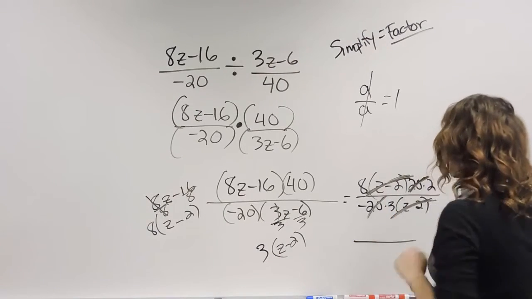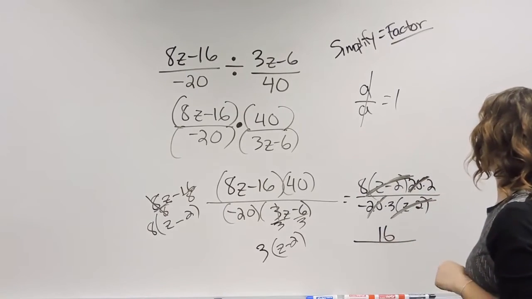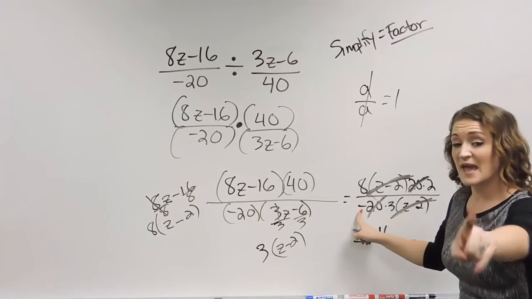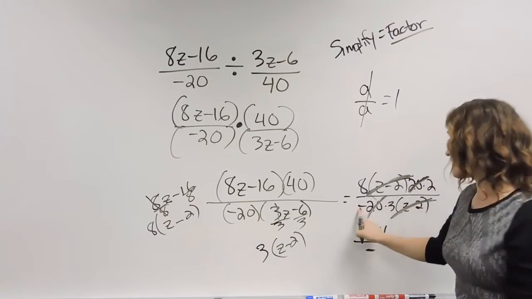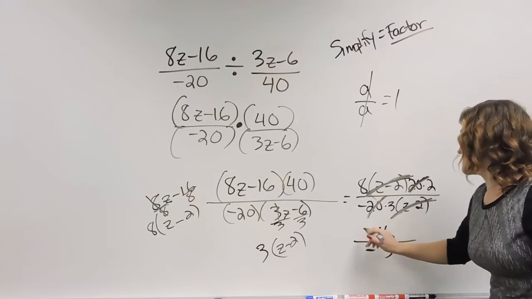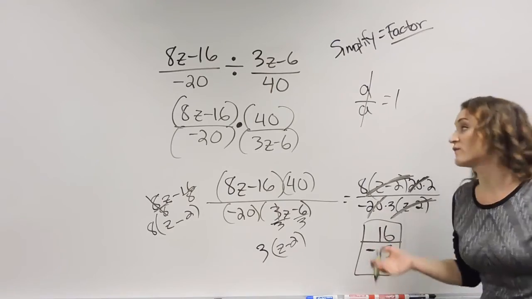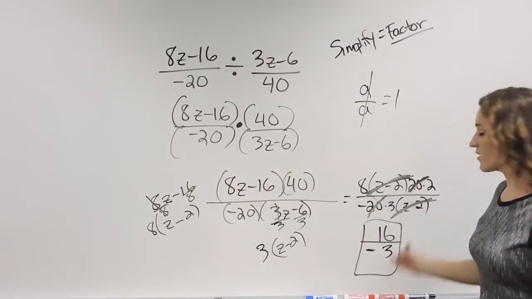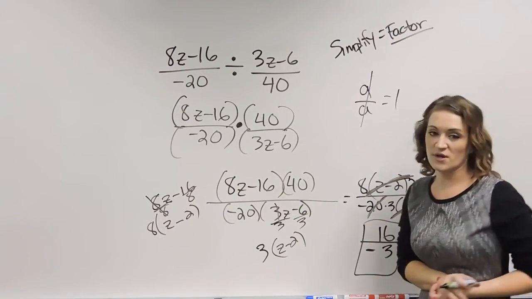So in my numerator, I have an 8 times a 2, which is a 16. In my denominator, be careful here, because we did not cancel the negative, we only canceled the 20. So I still have that negative there, and then I have that 3 left over. So here, my final answer is negative 16 over 3. We factored the numerator, factored the denominator, canceled things out that we had in common, and put it all back together here in the end.